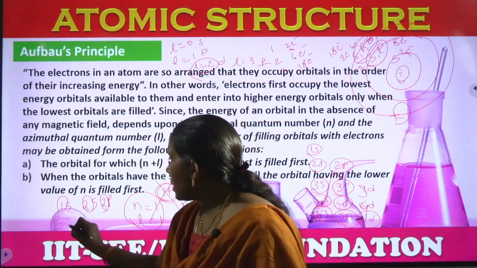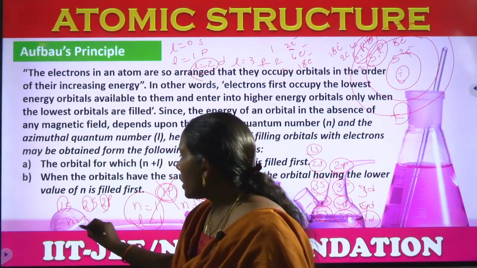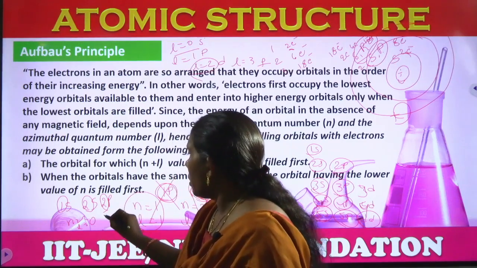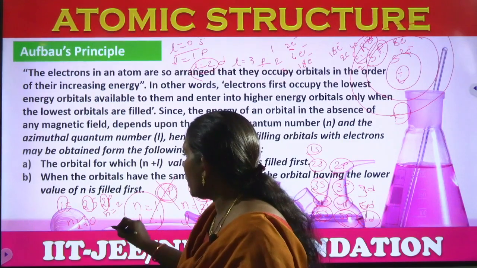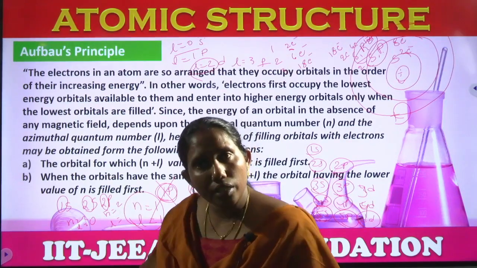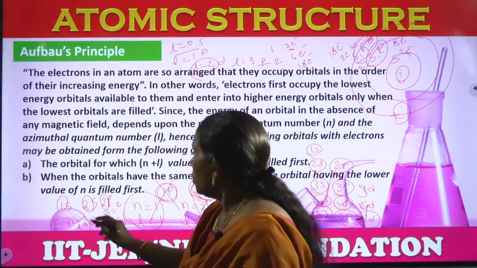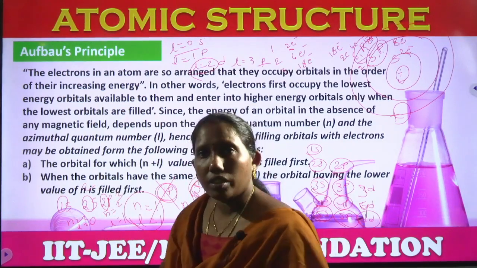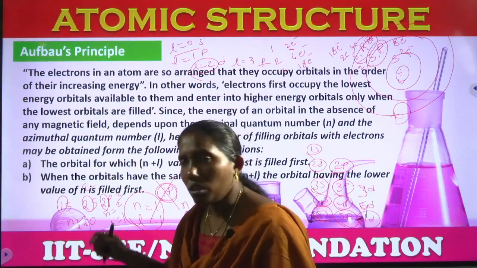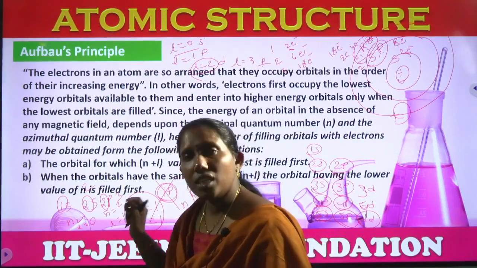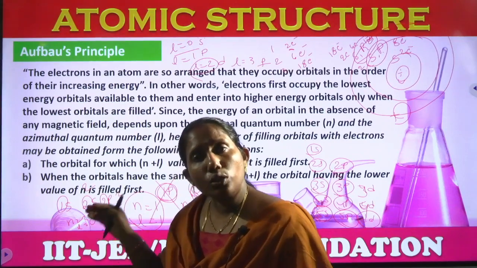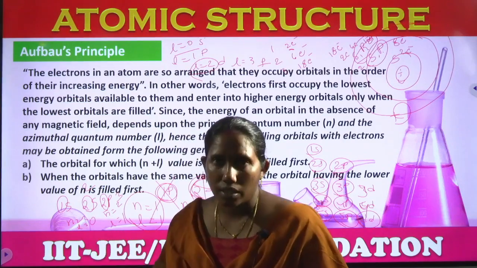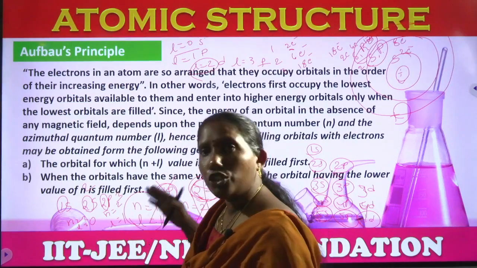The n plus L rule means the n value is 2 here. What is the L value? For s orbital L is 0. 2p, n equal to 2, but the L value for p orbital is 1. 2 plus 0 is 2. 2 plus 1 is 3. The n plus L value for 2s is 2. The n plus L value for 2p is 3. Which has the lowest value? 2s. So electrons enter into the 2s orbital first after 1s. Next electrons enter into 2p.